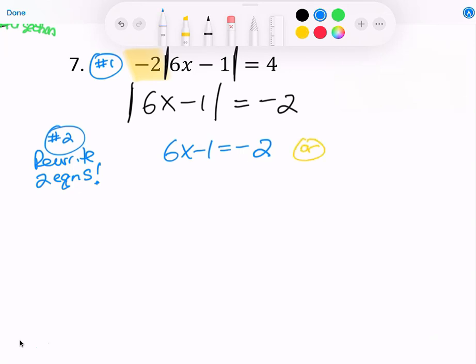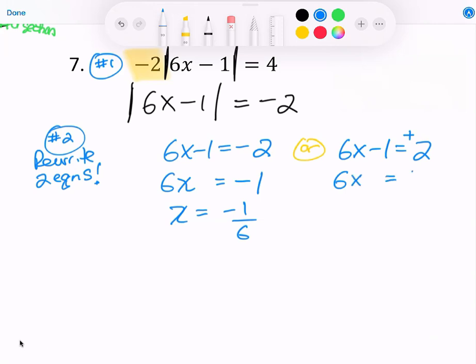The second equation that we write is 6x minus 1 equals +2. I'm going to put a little plus there just so you could see something changed. It was -2, now it's +2. And again, that's based on the definition of absolute value. And then we'll solve the one on the left. We get 6x equals, let's see, add 1 to that would be -1. So x equals -1/6. On the right side, we'd have 6x equals, add 1 would be +3, so x equals 3/6. So x is 1/2. So these are my possible solutions.